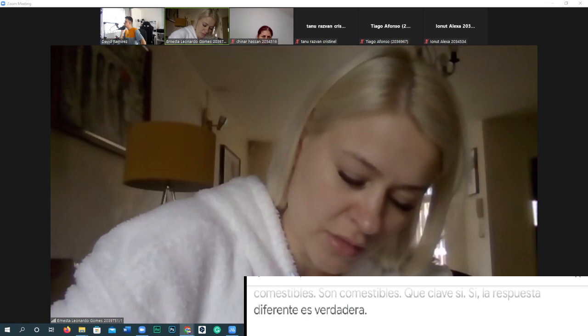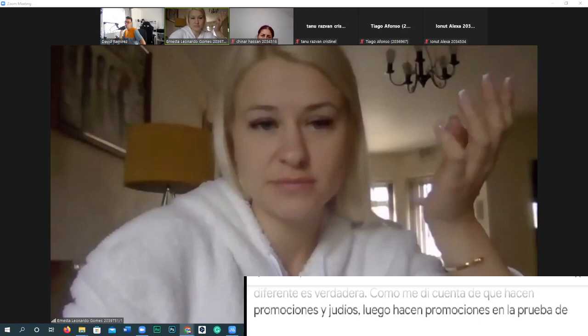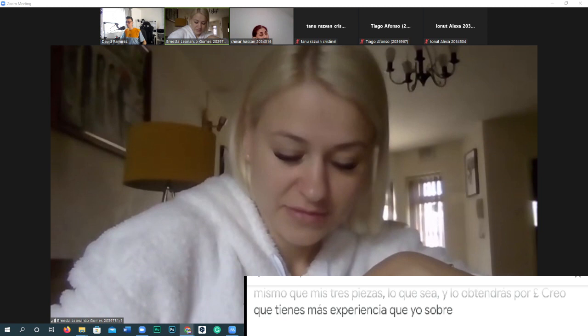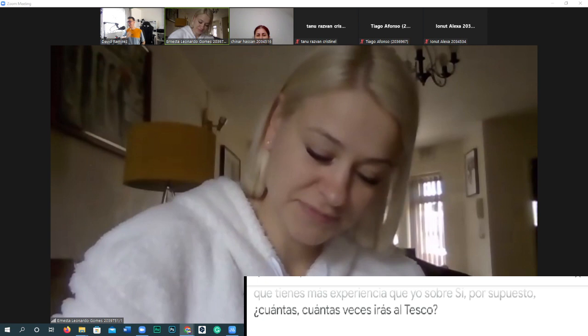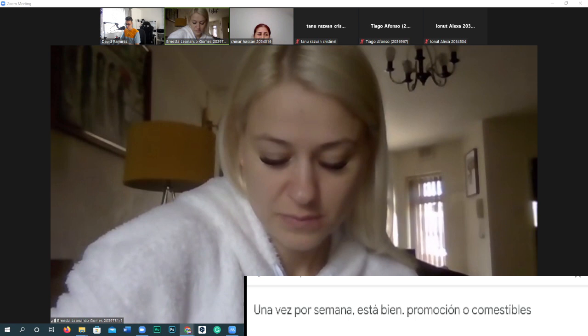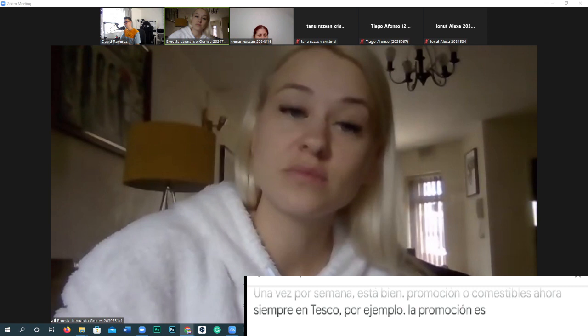As I noticed, they do promotions on juice, then they do promotions on meat. Tesco, for example, does three for £10. Asda the same. You buy three pieces, whatever, and you get them for £10. I think you have more experience than me about this. How many times a week do you go to Tesco? Once per week. Promotion of groceries, always in Tesco. For example, the promotion is when a product is too close to the end of its life.